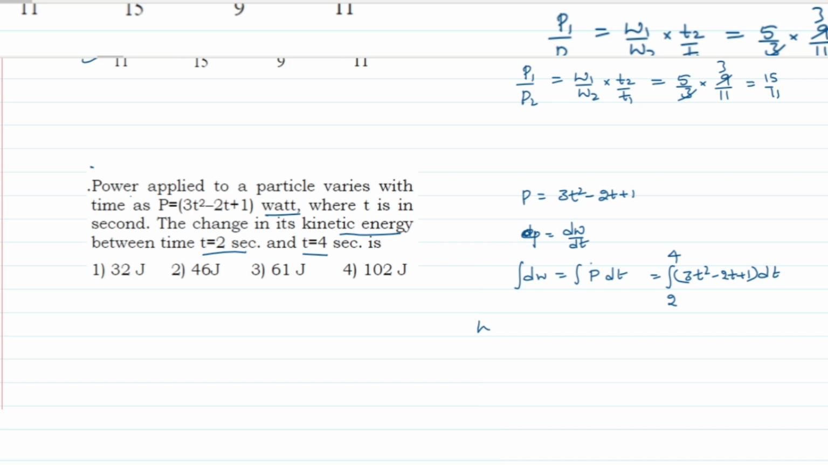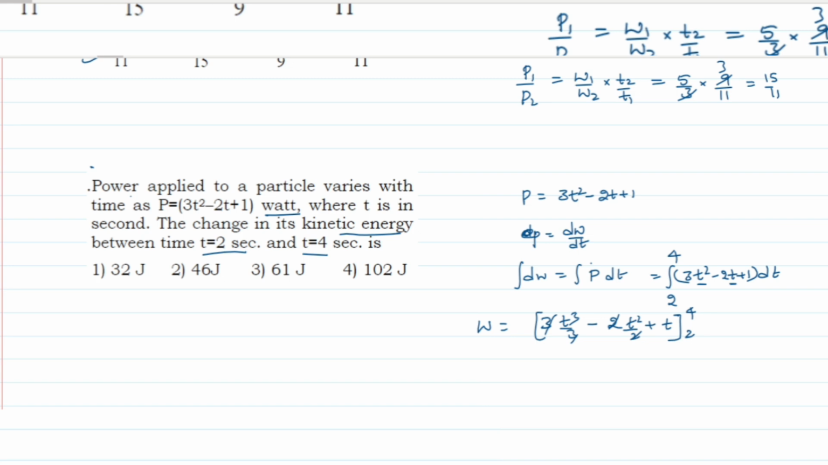Integral dw is nothing but W you are getting when you are doing the integration. So here we will be getting 3 into integral t square, which is t cube by 3, minus integral of 2t dt, in the sense 2 into t square by 2, plus 1 into dt, which gives t. So here you can take between the limits 2 to 4. 3 gets cancelled, 2 gets cancelled. Now you have to substitute.